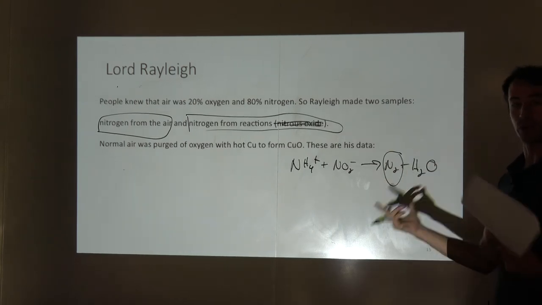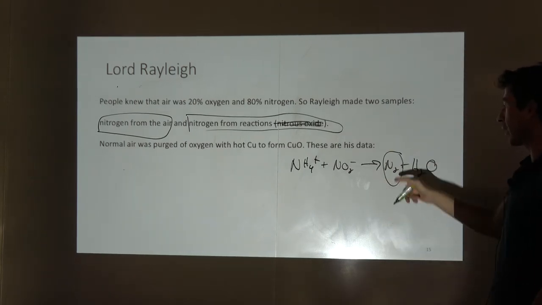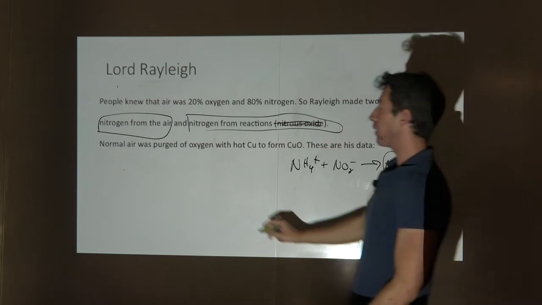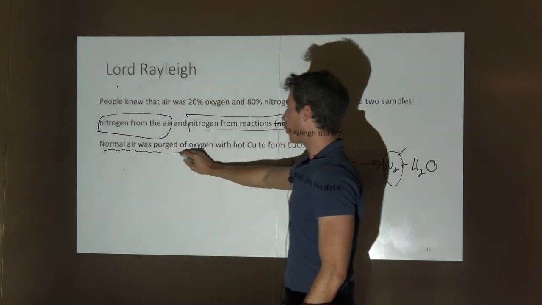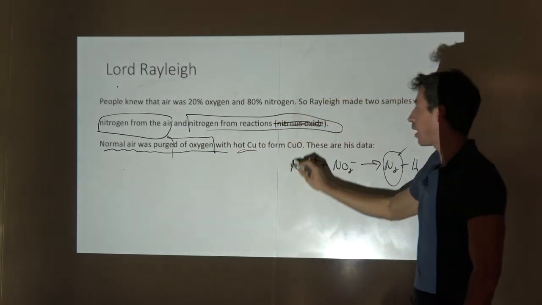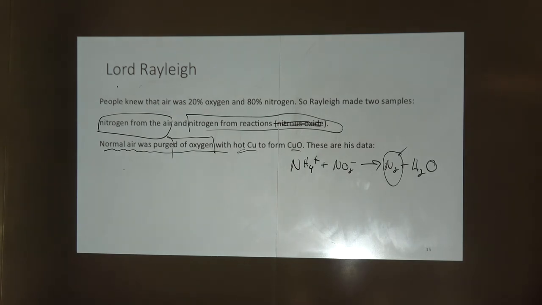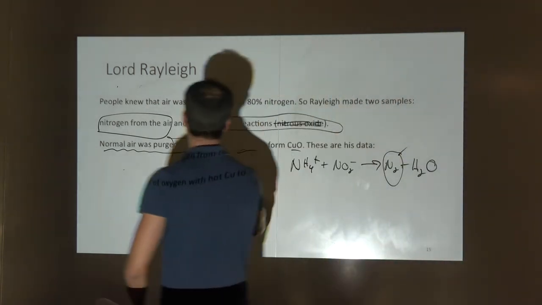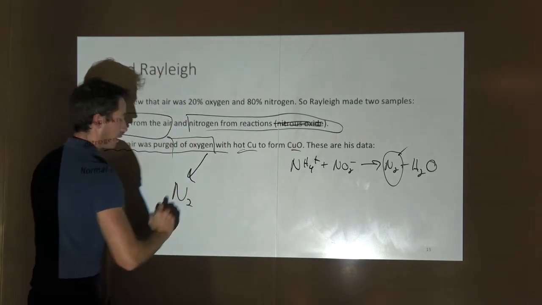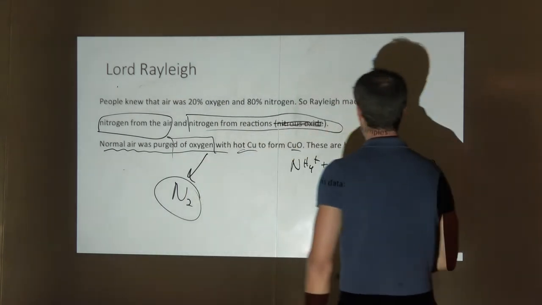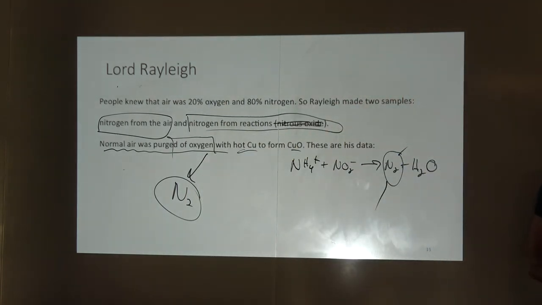This was before you could just dial up Praxair and have a tank of nitrogen. And then from normal air, he purged the oxygen using hot copper to make copper oxide. So he could quench out all of the oxygen from the air, and this would give him N2 as well. Okay, so we had two sources of N2.